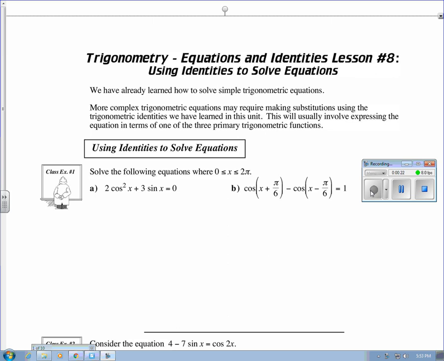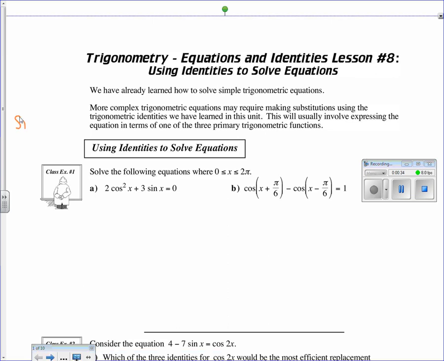What don't I like about the first one? What I don't like about the first one is I have two different terms, a cosine squared term and a sine term. But I've come to know that cosine squared and sine squared have a relationship. Sine squared theta plus cos squared theta is equal to 1. So I can replace my cos squared theta with 1 minus sine squared x, plus 3 sine x, and that'll be equal to 0.